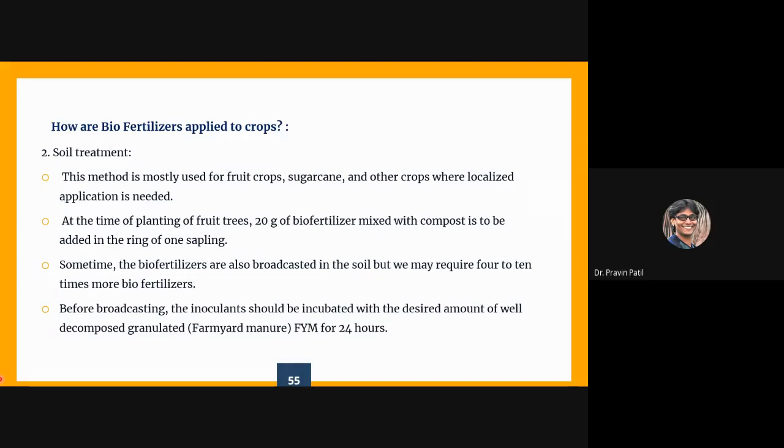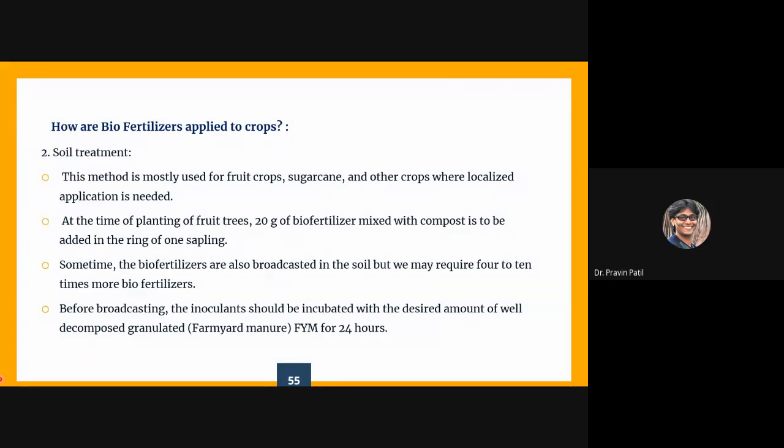Let's go to the next part, which is soil treatment. This method is mostly used for fruit crops and sugarcane, where localized application is needed. So we put the fertilizer near the plant root. Sometimes the biofertilizer is also broadcasted, sprayed all over the plants, but that may require 10 times more biofertilizer. Obviously, if you spread it just like that, most of the biofertilizer will get wasted in the process, and it should be applied accordingly.